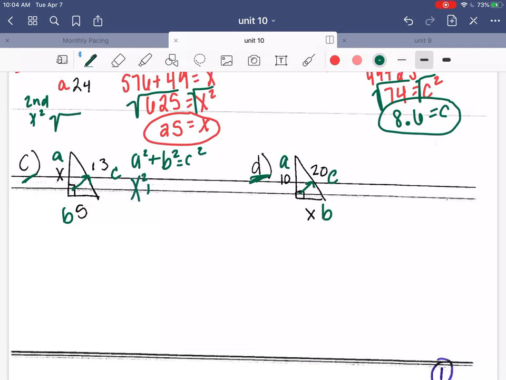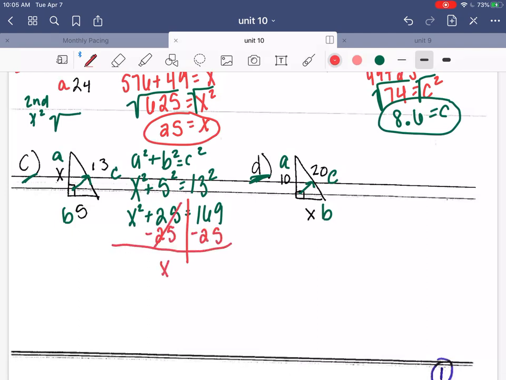So I have x squared plus 5 squared equals 13 squared. 5 squared is 25. 13 squared is 169. And then I have to actually solve this. How do I get rid of a 25? I'm going to subtract it. And 169 minus 25 is 144.